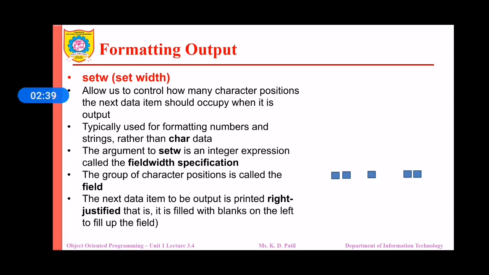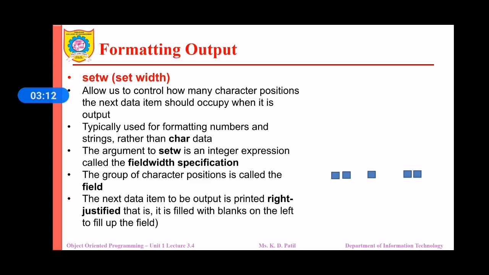Let us move towards the next manipulator, that is the set width manipulator, the setw manipulator. It allows us to control how many character positions the next data item should occupy when it is output. Typically, these manipulators are used for formatting numbers and strings rather than character data. An argument has to be passed to the setw manipulator. This argument is an integer expression and it is called the field width specification.